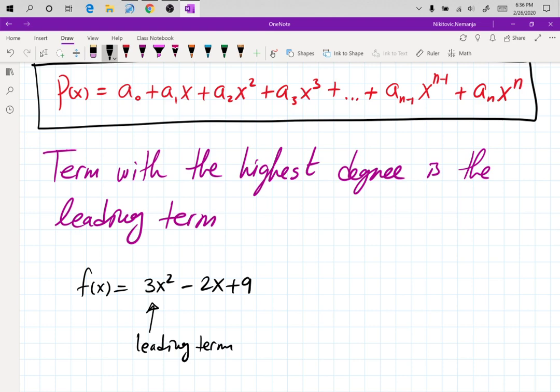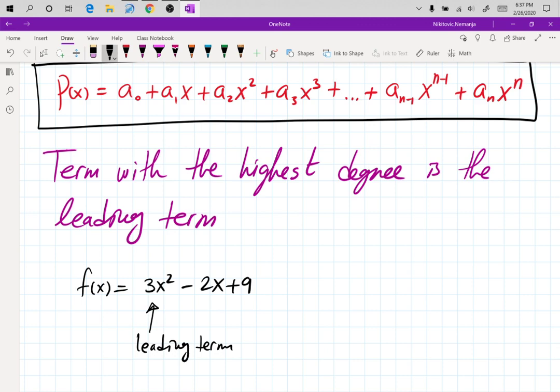The highest exponent is 2, so we will call this quadratic. We'll see how much impact all of this is going to have as we go down the line. So, these are all the things.